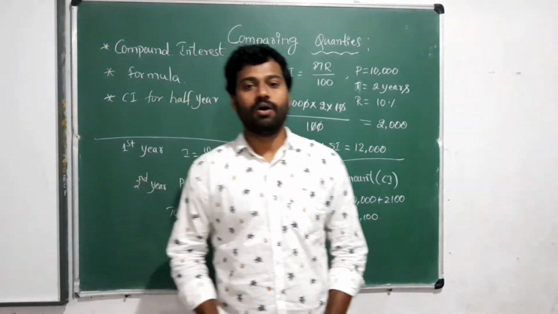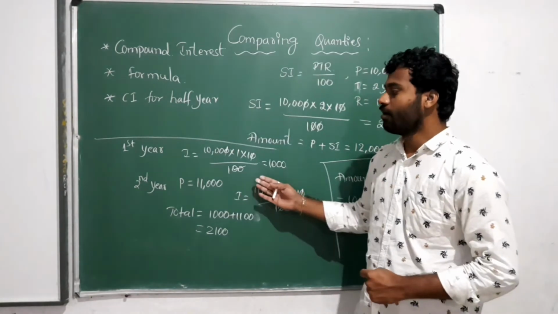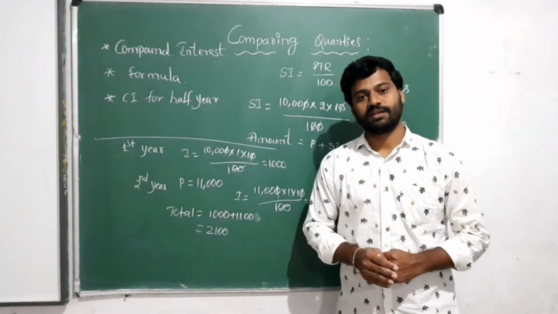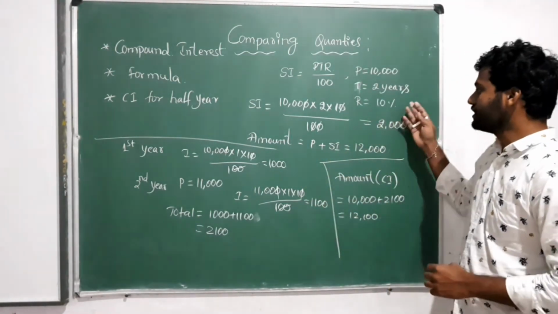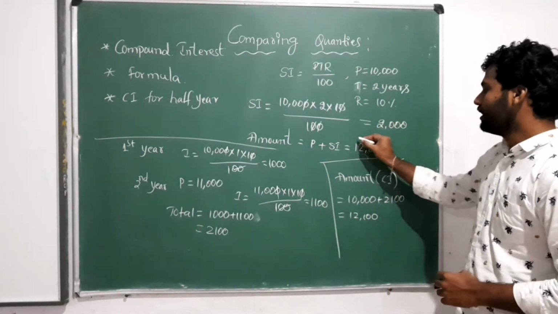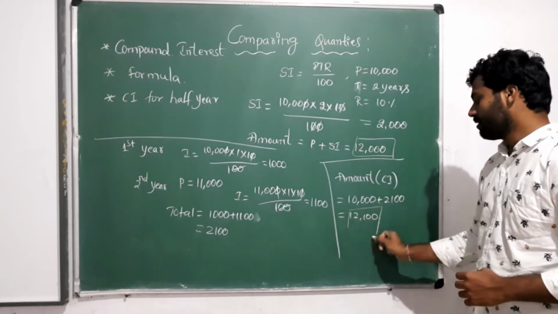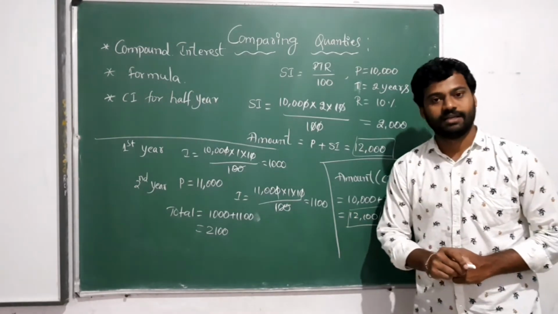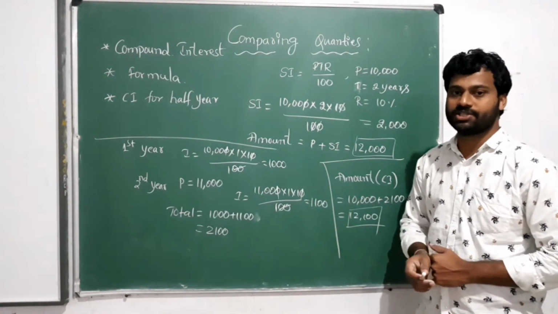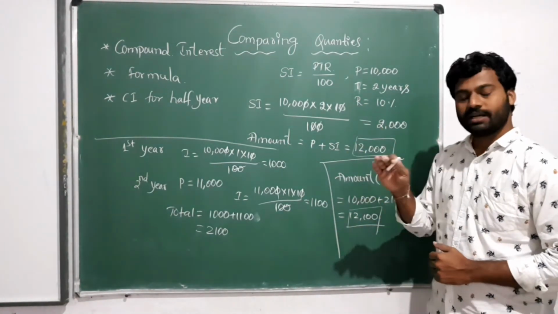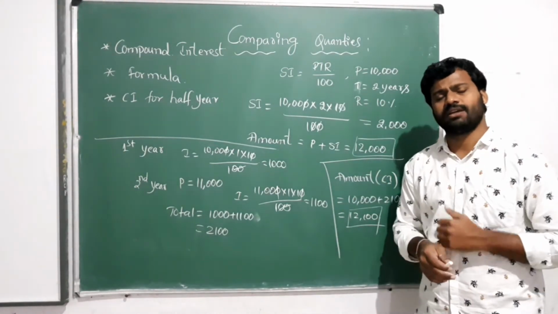That's why, if anyone gives money, they will give it for the compound interest only. Clear or not? Why? Because in simple interest you will get a lesser amount than the compound interest. Is it clear? Compound interest means every year the principal will change. Simple interest means it will be the same principal for the whole number of years you are taking.